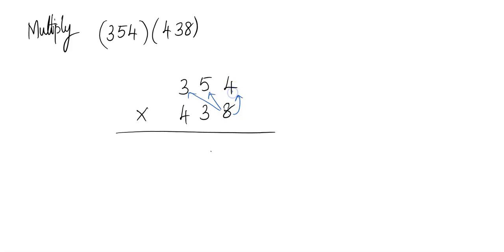So 8 times 4, 32. 8 times 5, 40, 43. 8 times 3, 24, plus 4, 28. Space it out so you have enough room there. Then we go with the 3.